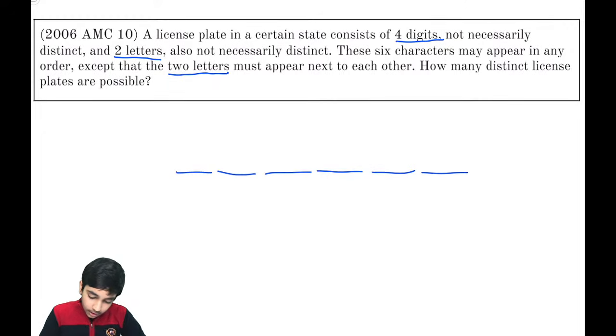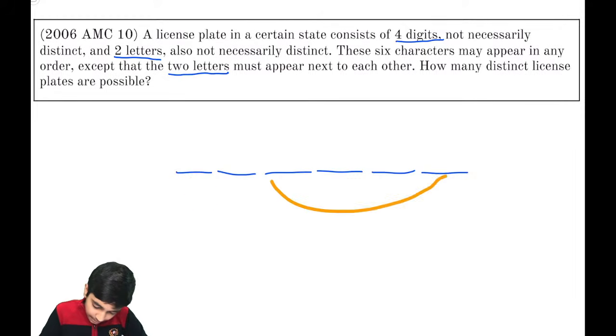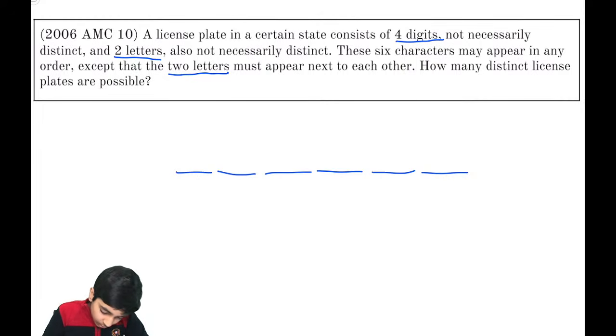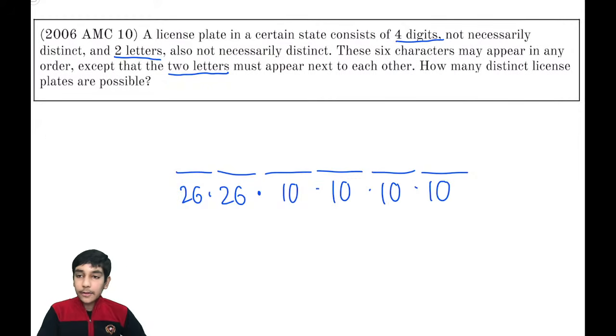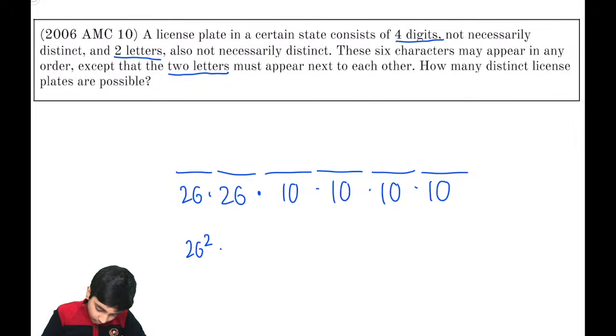So let's just say that the 2 letters are here. Let's say these 4 slots are digits and these 2 slots are letters. Of course, that's not the only case, but we'll worry about the other cases later. Then there's 26 choices for the letter, because there's 26 letters in the alphabet. And then 26 choices for the second letter here. And then there's also going to be 10 choices for each of the 4 digits. That's just direct counting. And this is just 26 squared times 10 to the 4.